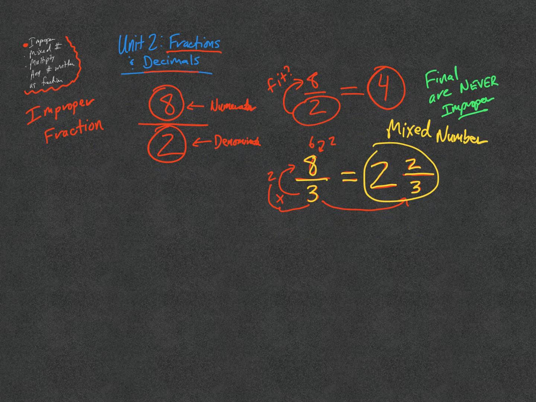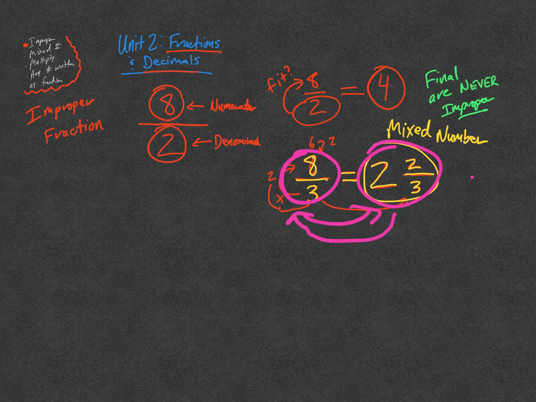So let's do mixed number back into an improper fraction, because when we multiply, we're going to want to do that. So let me grab a different color here. Let's get like a pinky color. There we go. So let's turn a mixed number, something like this, into an improper fraction, something like that. So we'll work backwards. So we just did that. Now let's do an example of working backwards.